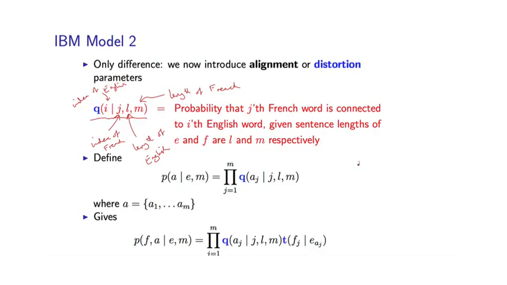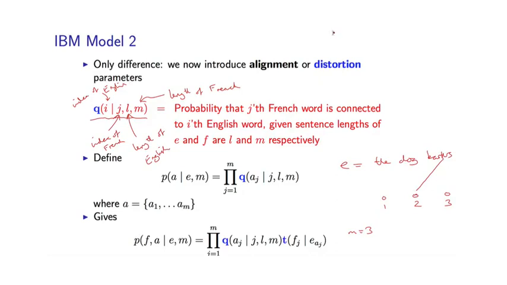Let me give you an example. Again, come back to this example: the dog barks. Say we have M equal to 3, so we have 3 French words. Let's number these 1, 2, and 3. The second French word, say we align this to the third English word.